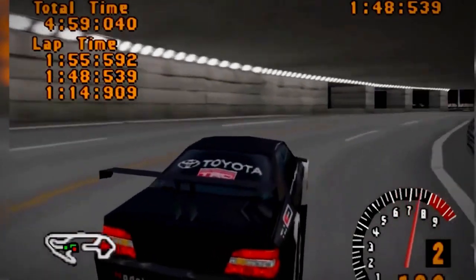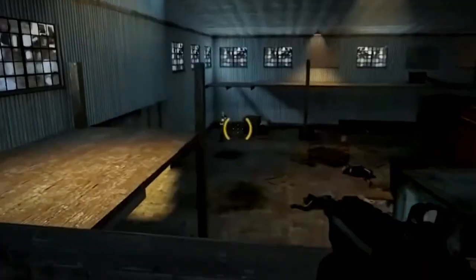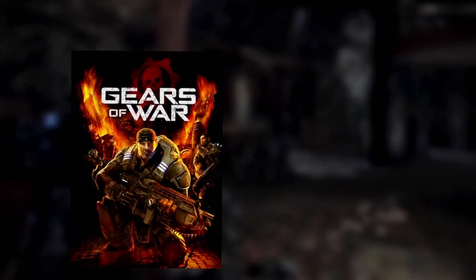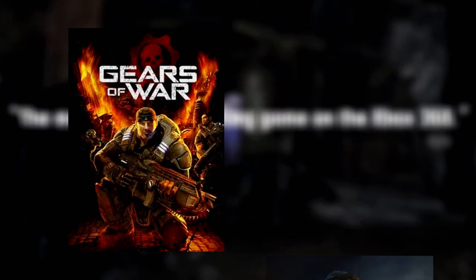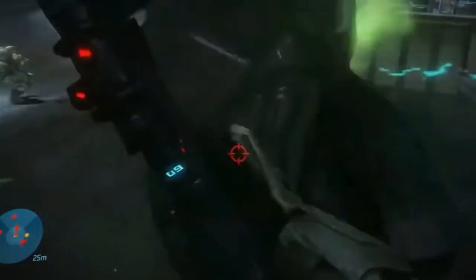The early 2000s witnessed groundbreaking releases such as Grand Theft Auto 3 in 2001 and Half-Life 2 in 2004, showcasing advanced graphics, physics, and artificial intelligence. Technological advancements continued into the 2000s and 2010s, with games like Gears of War in 2006 and Halo 3 in 2007 pushing the graphical boundaries on consoles.